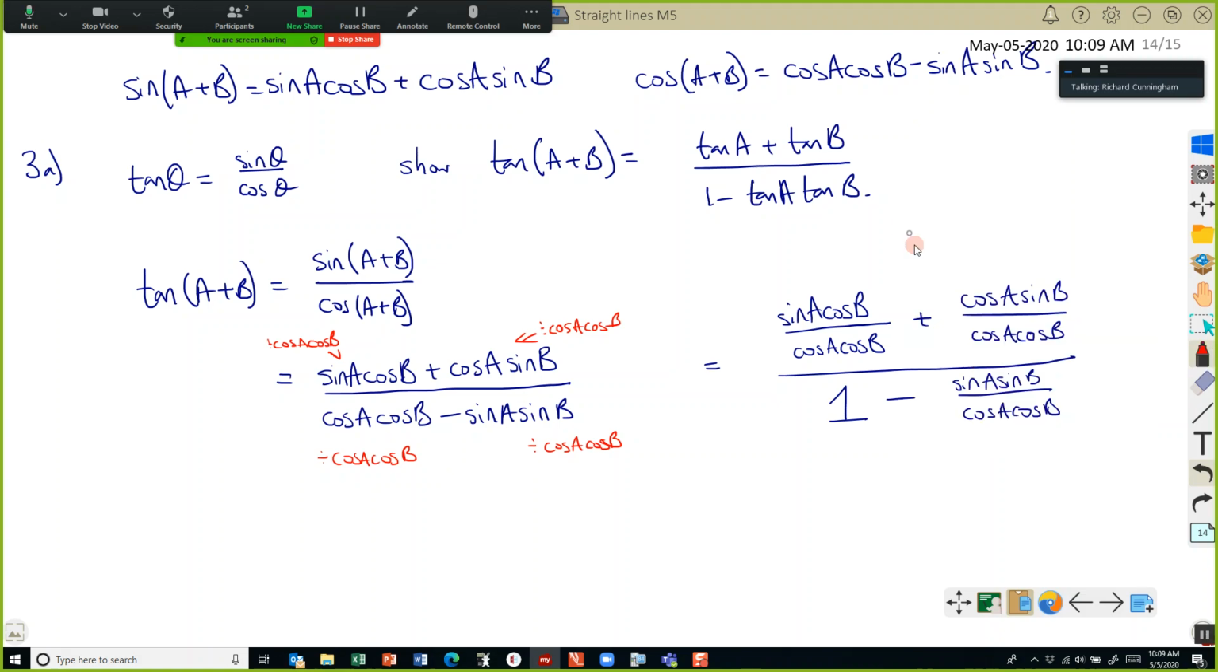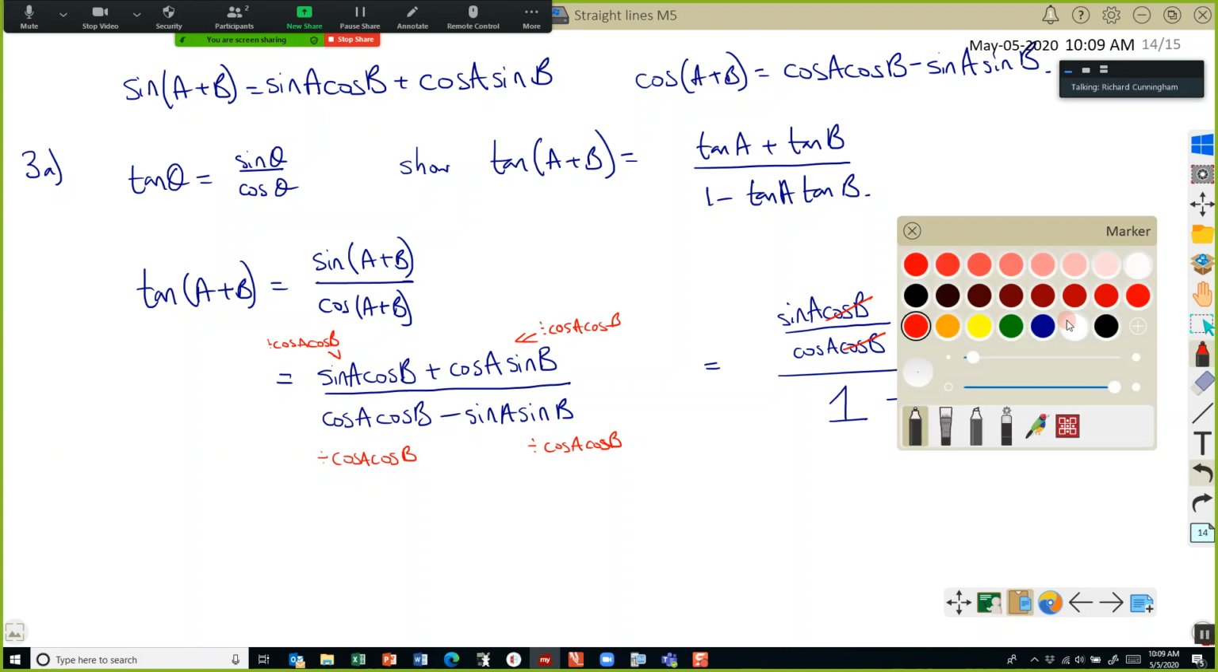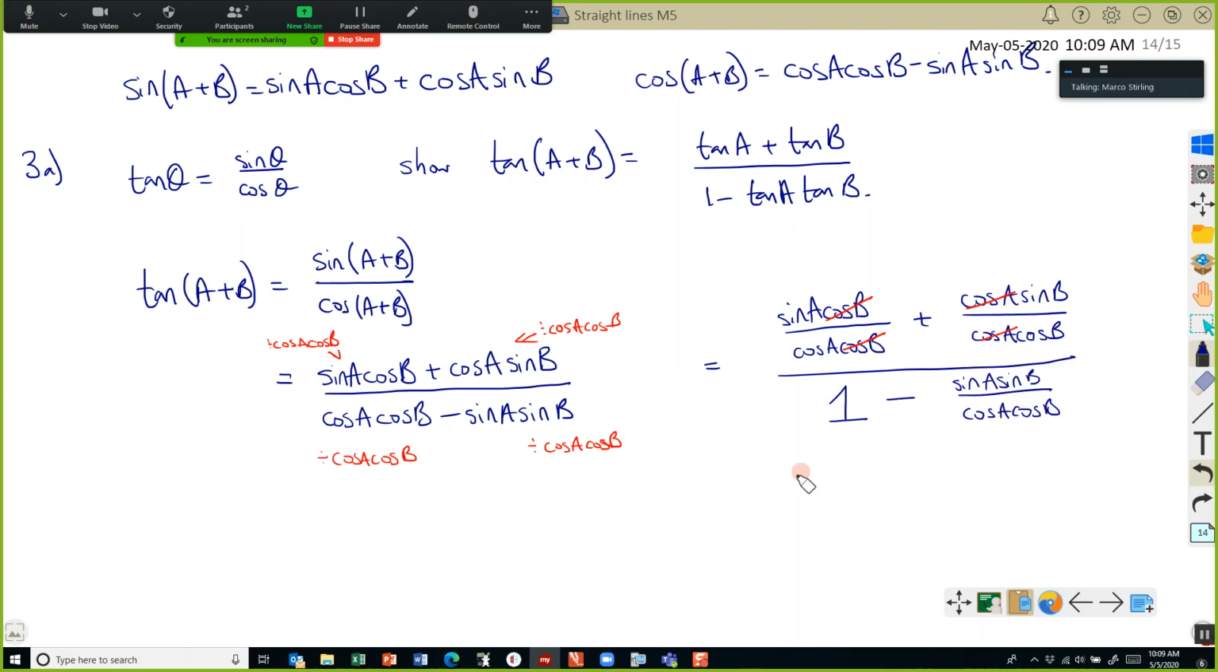And this is looking nice because I know that sine over cos is tan. This cos and this cos are going to cancel. This cos A and this cos A are going to cancel. What else? Yeah, can't do anything there. So I've got tan A and tan B on top, so that works, that's nice. Over, I've got the 1, and then I've got sine A over cos A, which is tan A, multiplied by sine B over cos B, which is tan B.